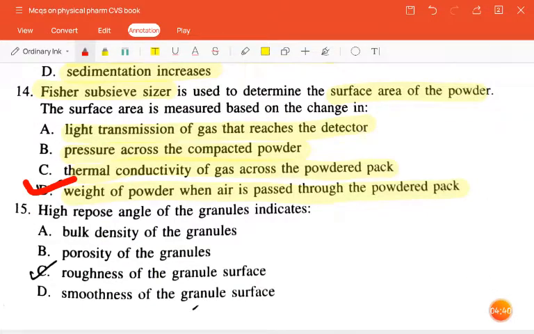Question: high angle of repose of granules indicates bulk density of the granule, porosity of the granules, roughness of the granule surface, or smoothness of the granule surface. So the correct answer is roughness of the granule surface.